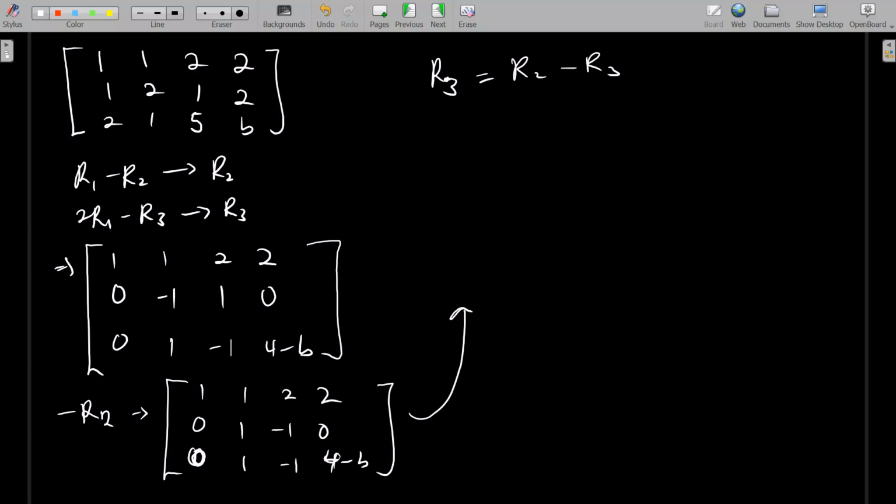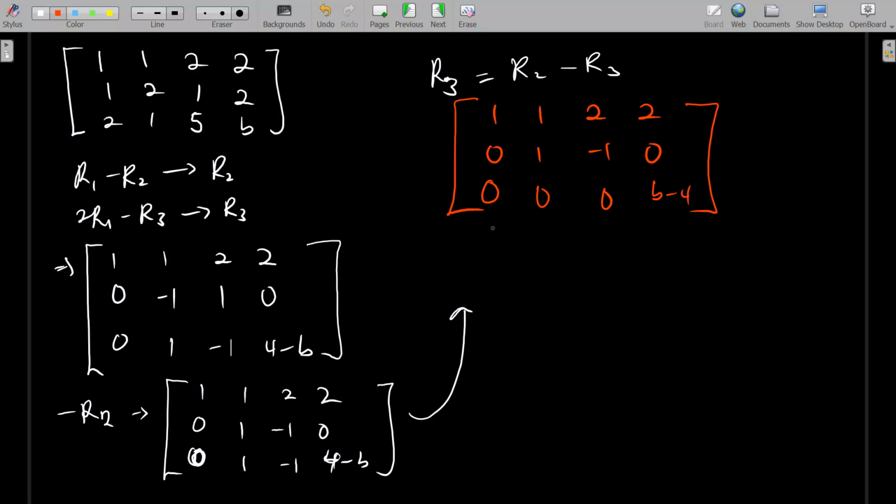And this is going to transform into our final matrix: 1 1 2 2, 0 1 -1 0, and then 0 here, so 1 minus 1 is 0. -1 minus -1 is 0, because -1 minus -1 is -1 plus 1, that is 0. I'm going to have 0 minus 4 minus b, and that's going to be b minus 4 here. Right.